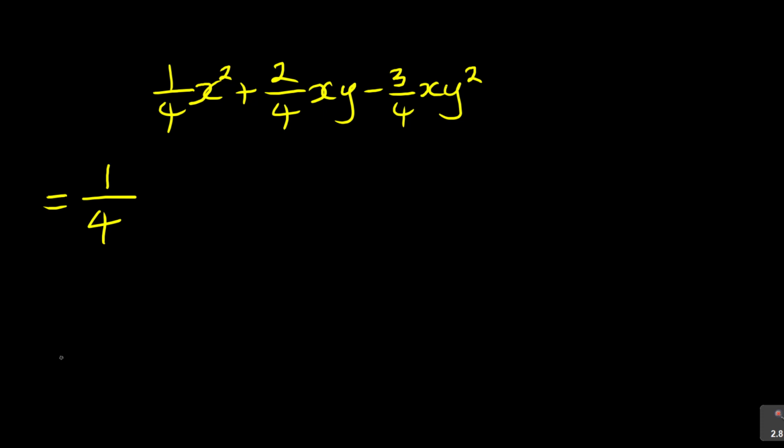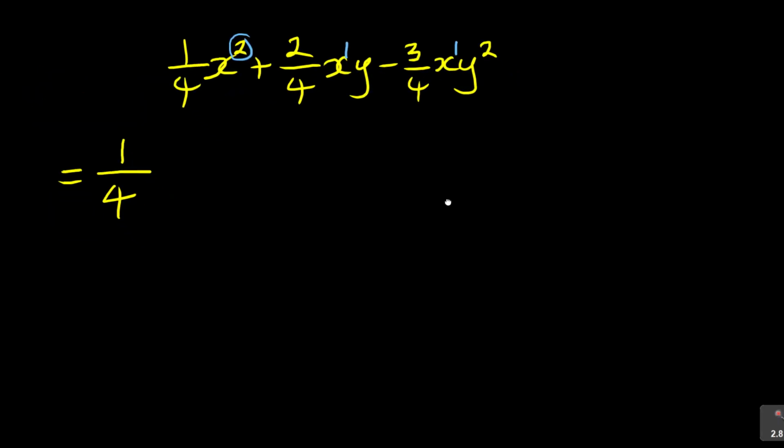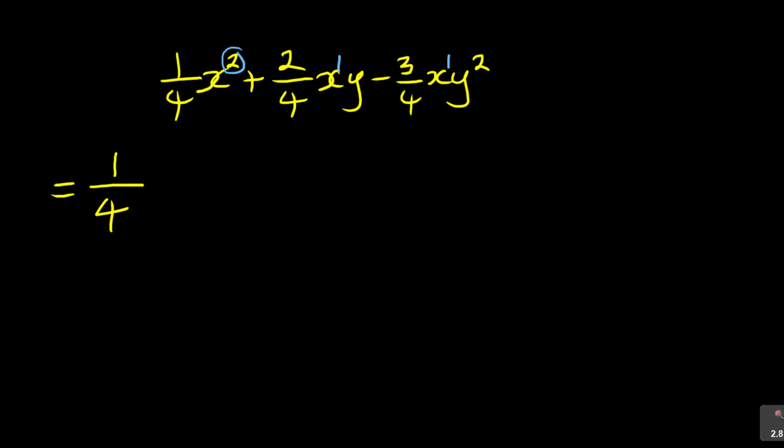Now look at the variables. X squared, x, there is a 1 there. X, there is a 1 there. Let me cross check. Yes, it was like that. You choose the smallest power, which is x to the power of 1. You do the same thing with y. There is no y here, but there is a y there. This means y is not common, so leave it out. So that's it.